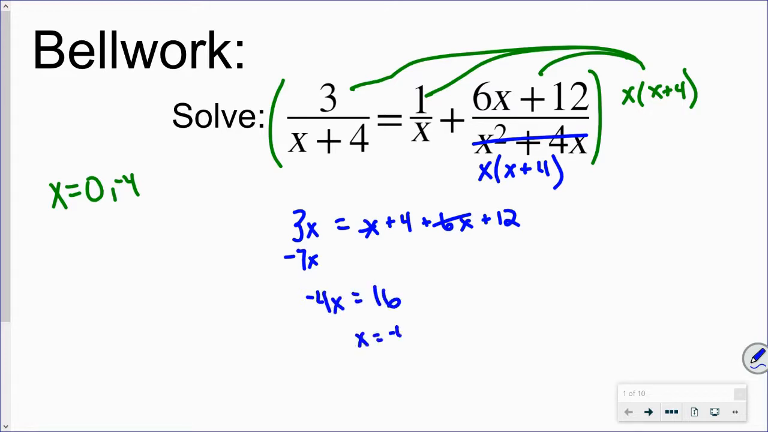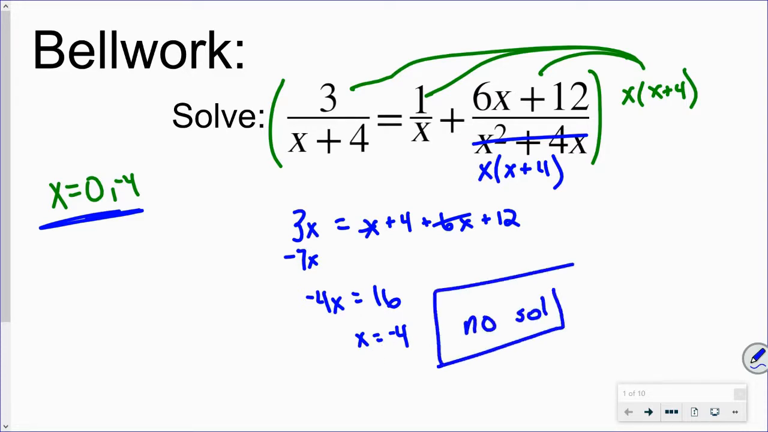X equals -4. But if we remember over here, we said x could not equal -4. So in this case, I have no solution. Okay. Please remember to restrict your domain or tell me what x cannot be. Or if you don't do that, you need to make sure you plug it in and check your answers.